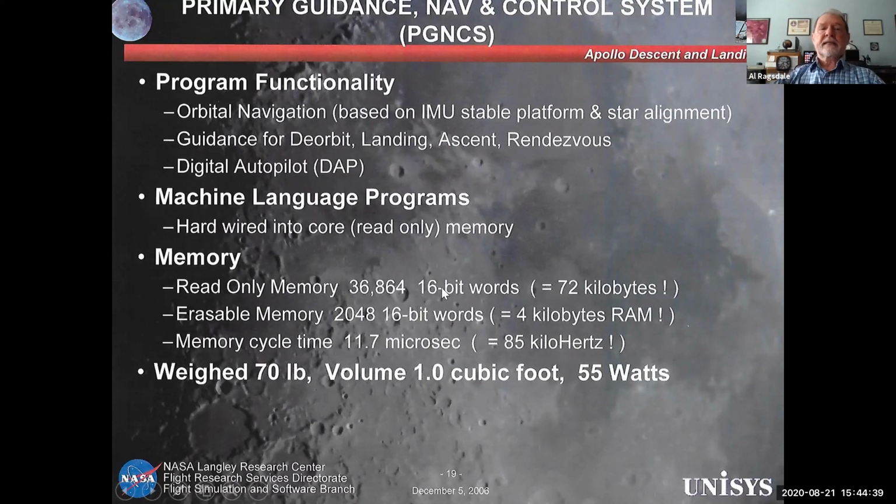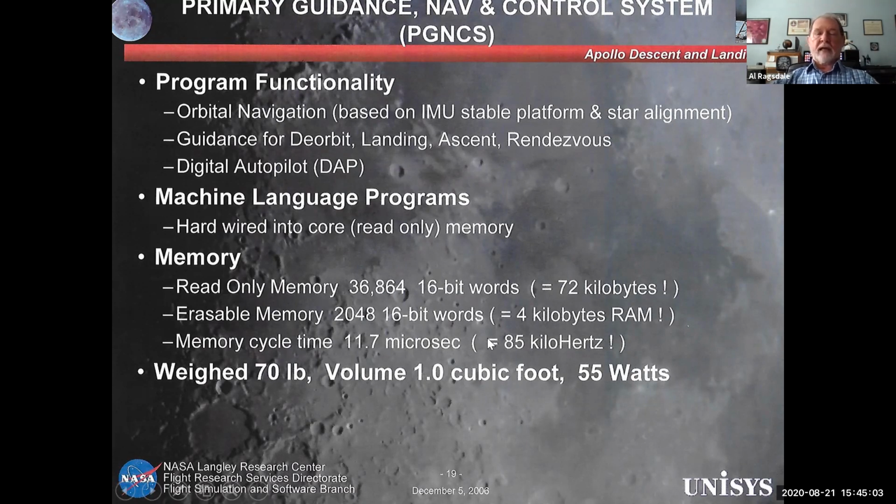It had 36K 16-bit words, equivalent to 72 kilobytes, which is tiny. But Commodore 64 was 64 kilobytes. But anyway, it had 2K of erasable memory, or where you could store values. The read-only memory stored the programs. The erasable memory stored the values.